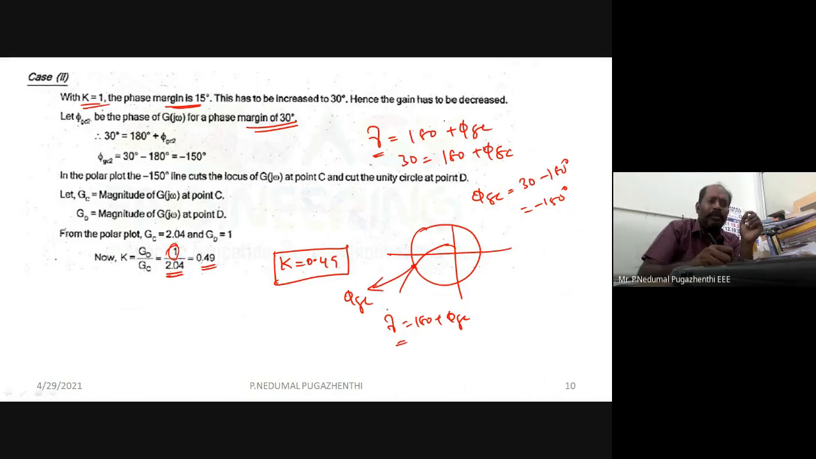Now your phase margin is provided in this problem. The older one is always going to be 1, but for the newer phase margin, your gain is going to be 2.04. So I substitute 1 divided by 2.04, which will yield me 0.49. So that's it with this problem. This is one type of problem where they may provide different cases, with different phase margin and gain margin, and ask you to find the K value.